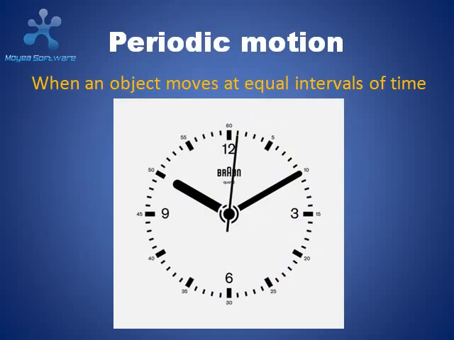Periodic motion. When an object moves at equal intervals of time, it is known as periodic motion. An example for periodic motion is the hands of the clock. As you can see here, the second hand is moving at equal intervals of time to the mark of each second. Hence we can say that the hands of the clock is an example of periodic motion.